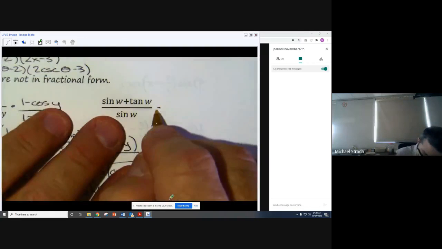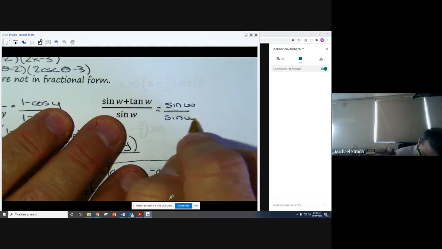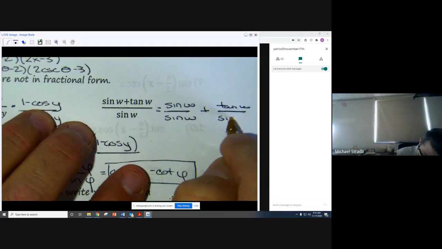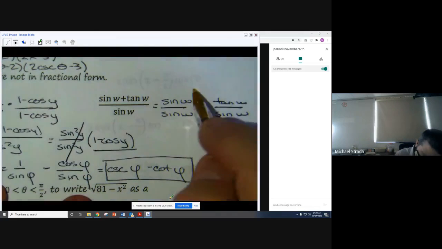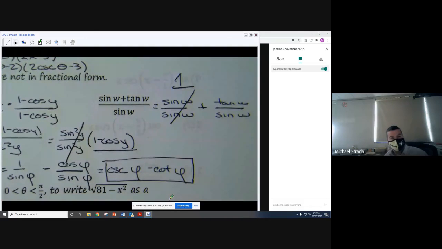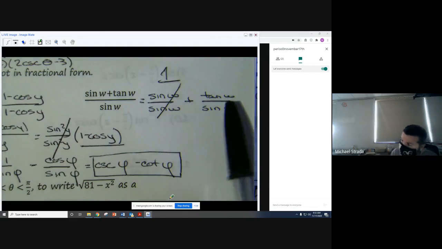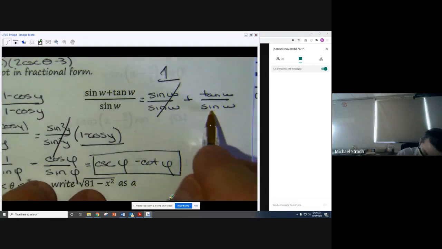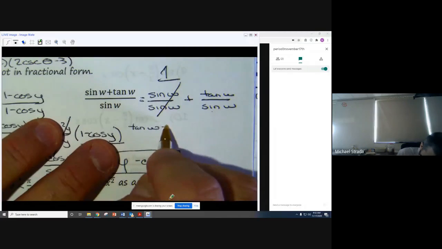So you just rewrite each term over that denominator. So sine w over sine w plus tangent w over sine w. What do the sine w's do to each other? And you got 1. So that fractional part is gone. Now here's the tricky part. You have a rational function with a quotient identity in it. So basically what I have to do is this. So it becomes tangent w divided by sine w.